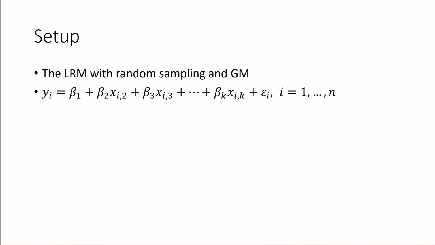We have a linear regression model. We assume random sampling, and we also assume that the Gauss-Markov assumptions hold. So our LRM looks like this. We have k beta parameters, k minus 1 explanatory variables from x2 through xk. We need the Gauss-Markov assumptions.